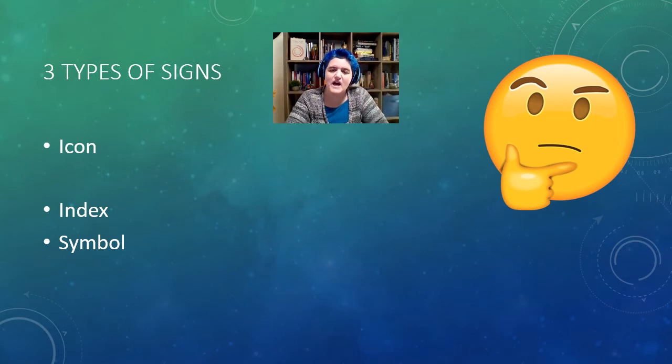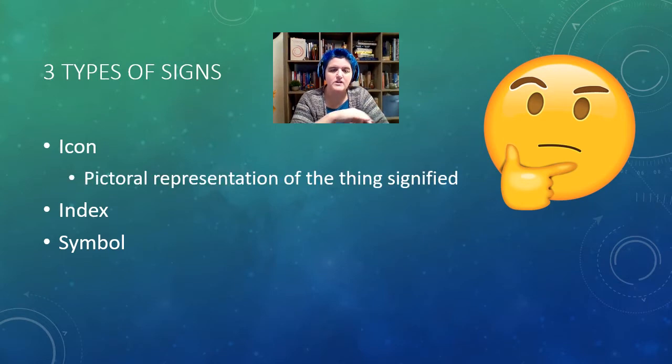Now, there are three types of signs. The first is an icon, which is a pictorial, which means picture, representation of the thing signified. Emoji are icons in their denotative sense. The way that my mom thinks about emoji is as icons, that they should look like the thing that they are representing.